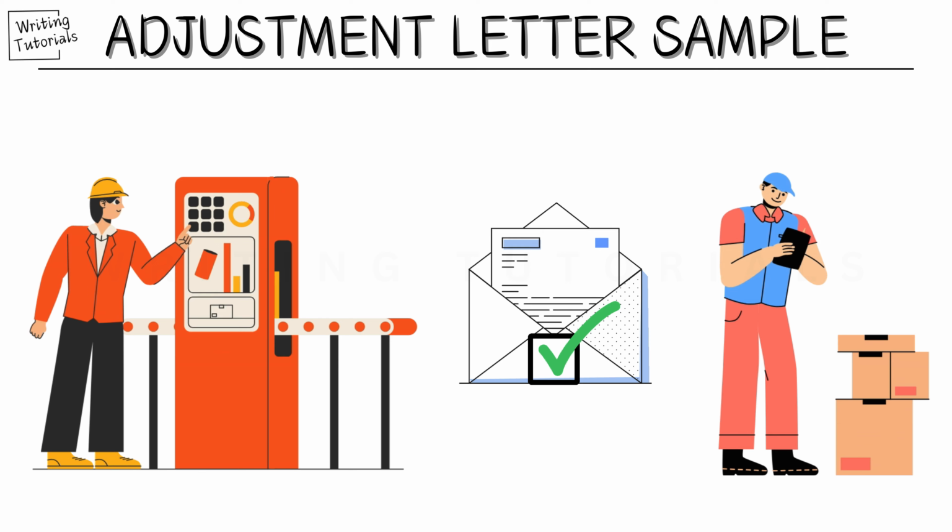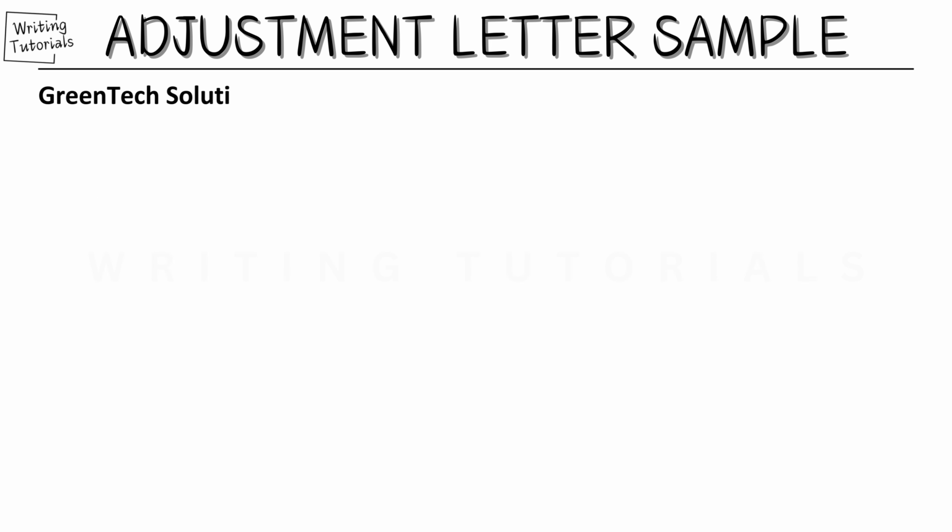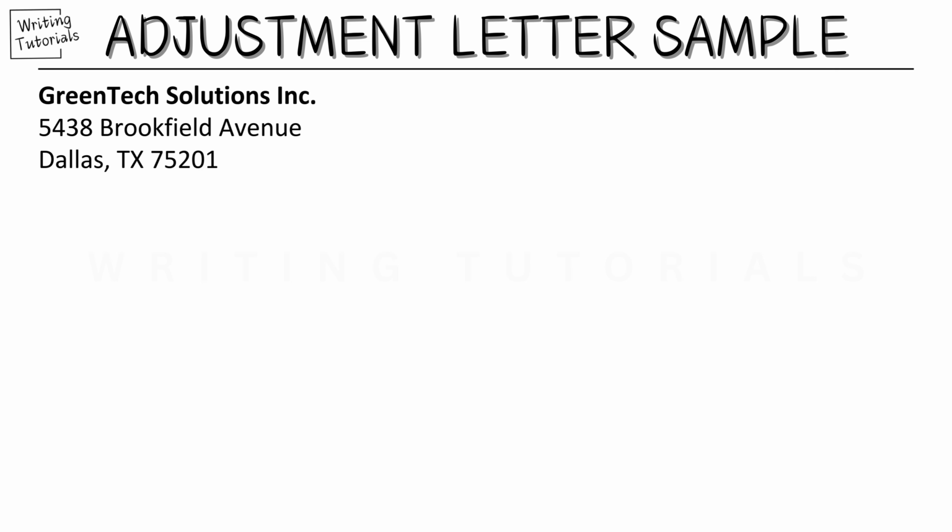Let's dive in. The header, establishing credibility. We start with the header. Green Tech Solutions Incorporated, 5438 Brookfield Avenue, Dallas, Texas, 75201. November 20th, 2024. This section includes the company name, address, and date. Including your company's full details gives the letter a professional look and assures the recipient that the response comes directly from the business.